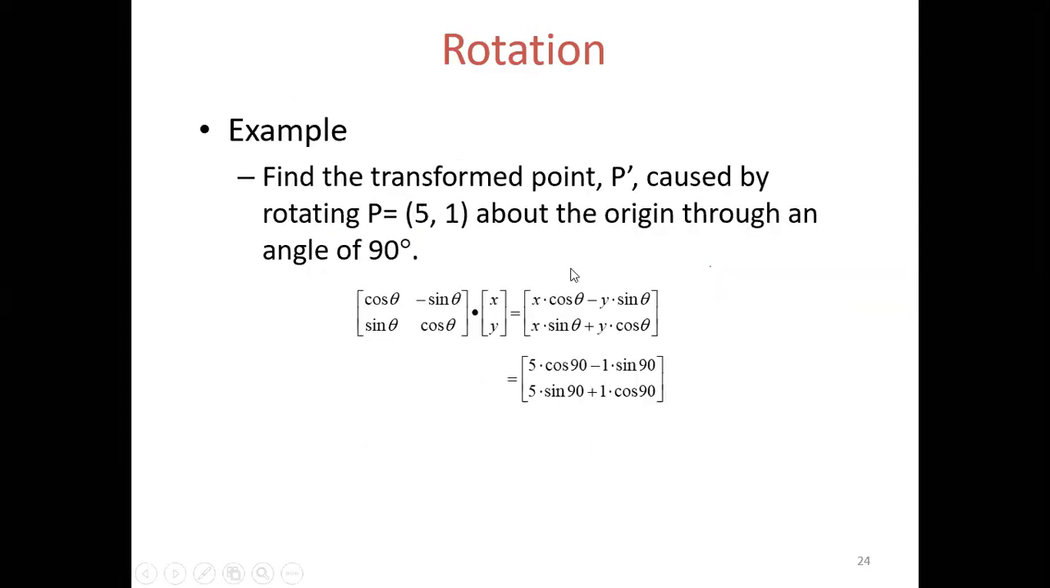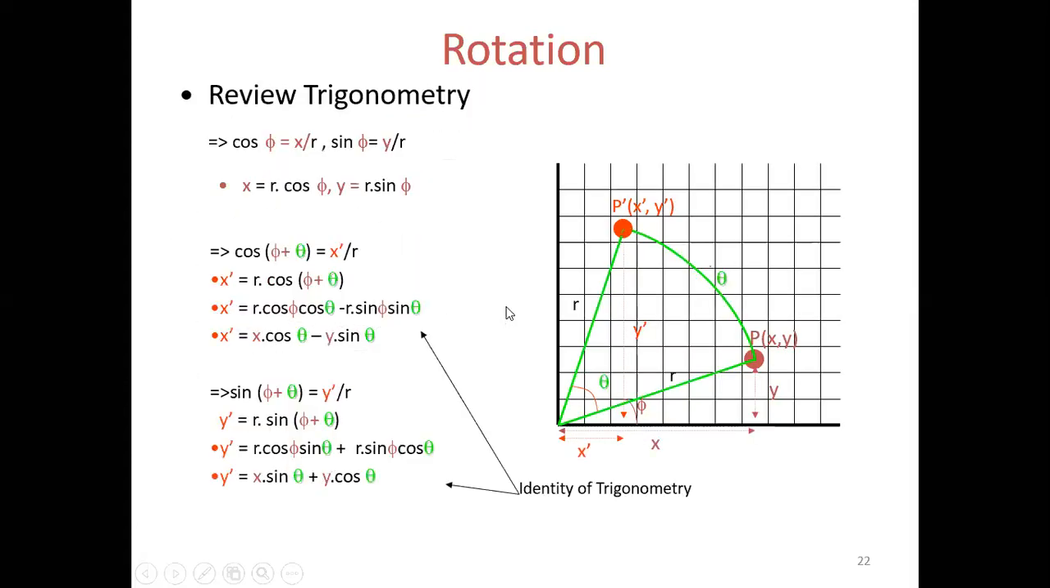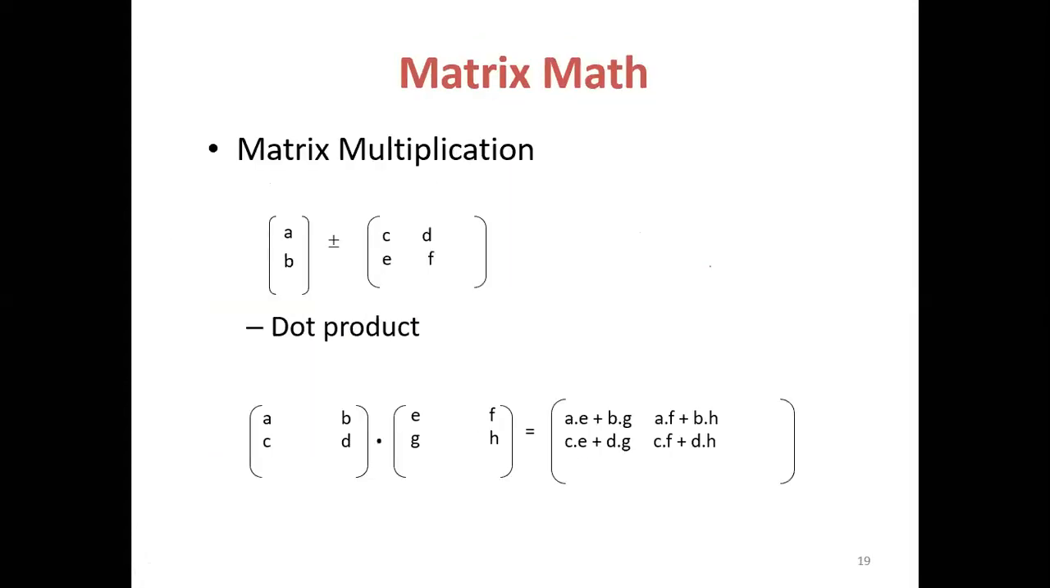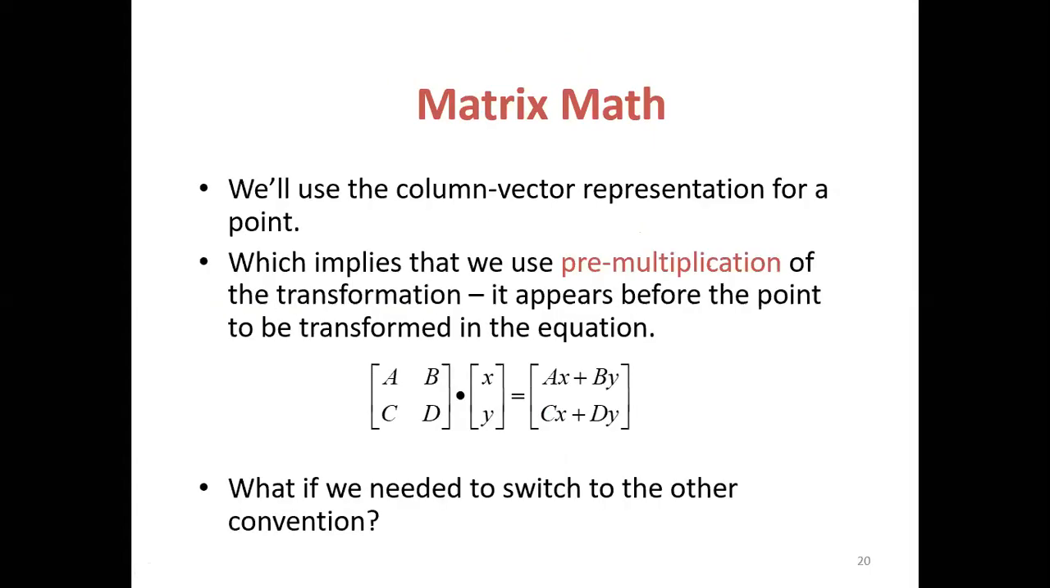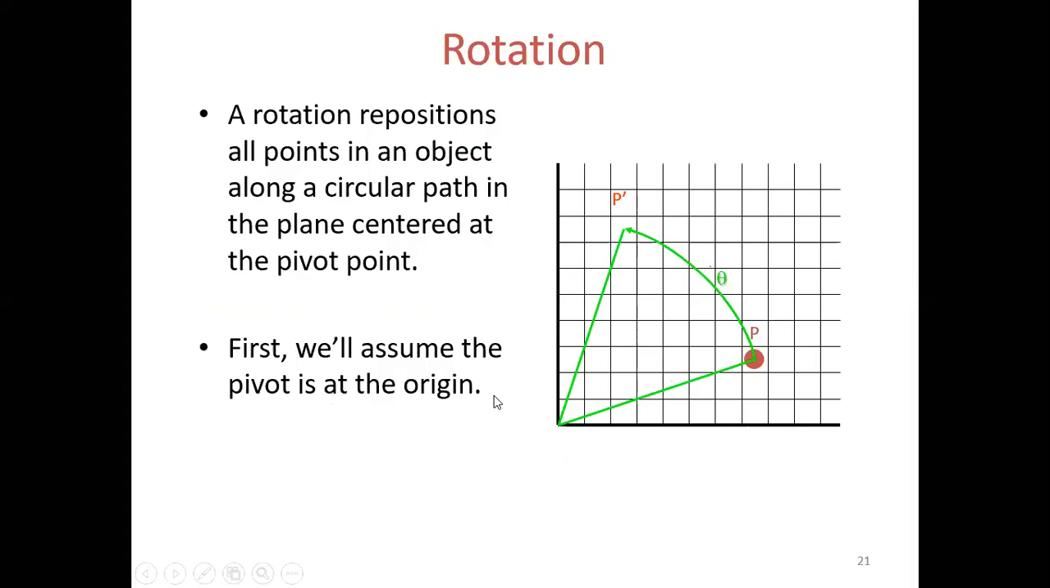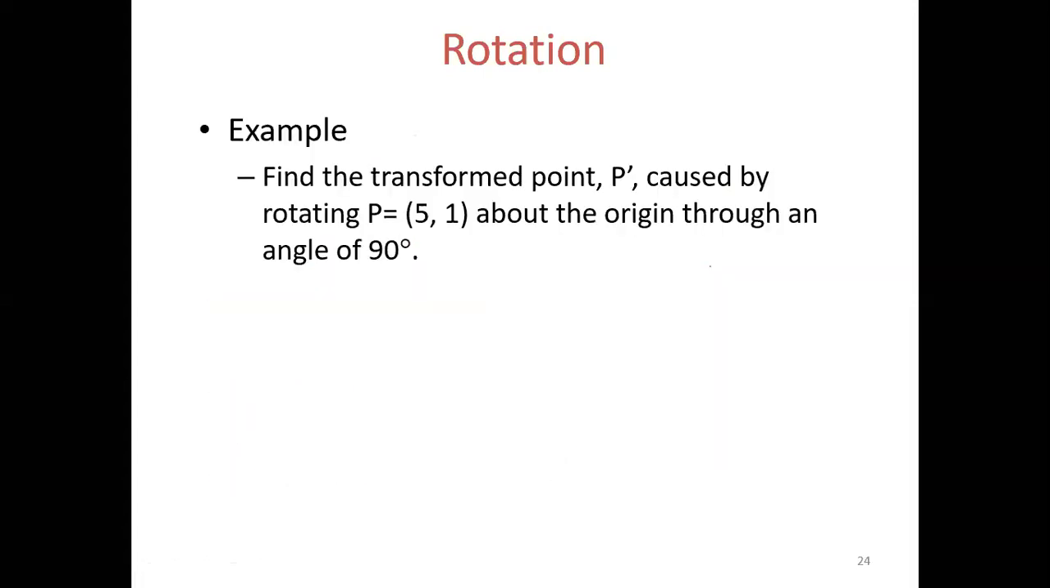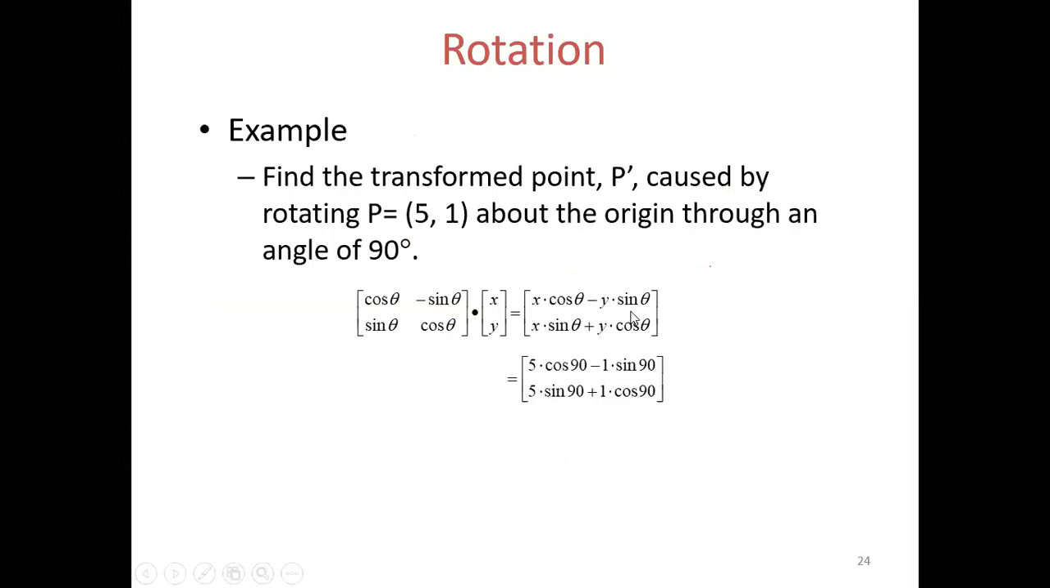In the previous slide we said that each point will be converted to a column vector, so each point will be x and y. Using the same formula, (5, 1) is converted to (x, y). If I multiply these two, it becomes x cos theta minus y sin theta, x sin theta plus y cos theta. Then we put in the values of x and y. As you can see, x is 5 and y is 1.